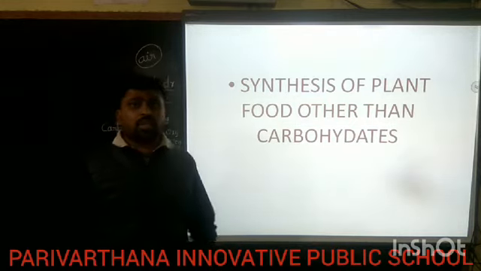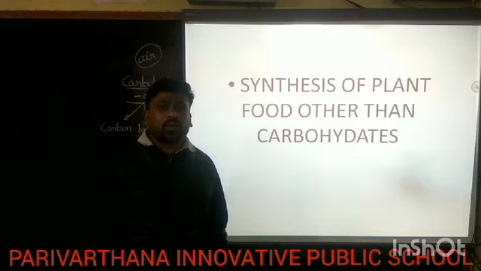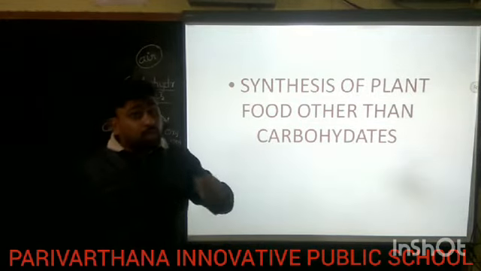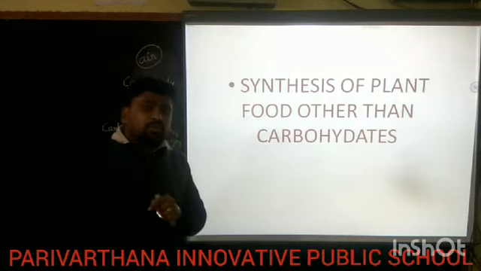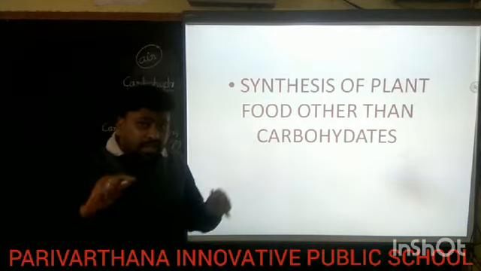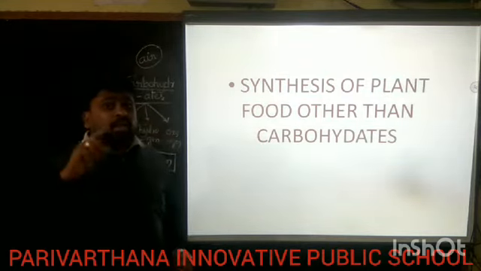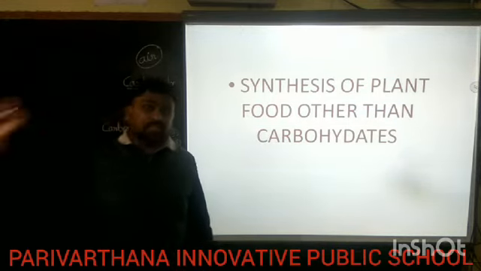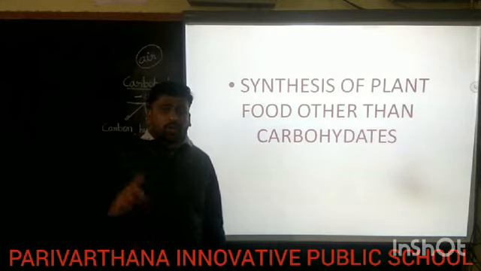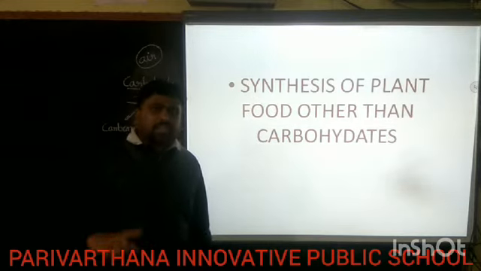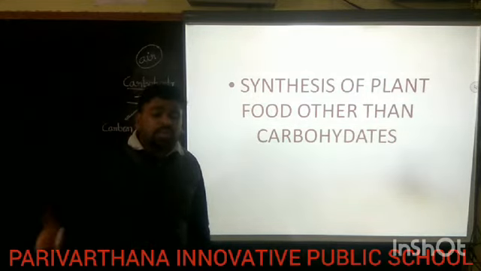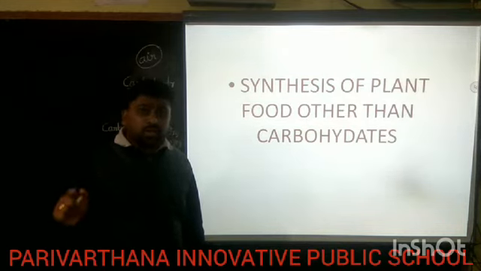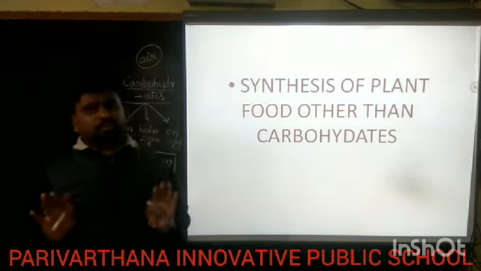That nitrogen is mixed with water. That water is absorbed by the root. Then it is transferred to the leaf. Using that nitrogen, the protein and fats are synthesized. Understood? Protein and fats and vitamins and minerals can easily be synthesized by using the leaf.